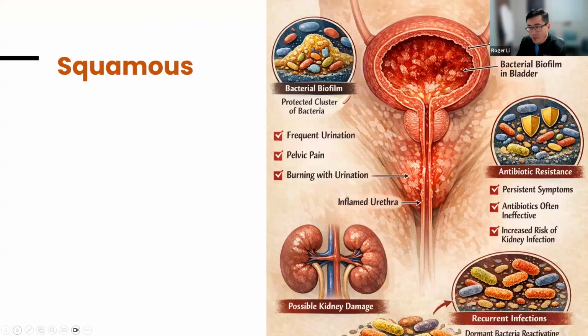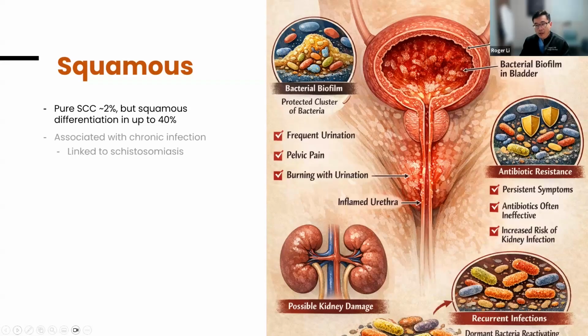So firstly, we'll start off with squamous tumors. Pure squamous tumor is actually very rare, about 2% in all of bladder cancer. But squamous differentiation that appears together with urothelial carcinoma can actually exist in up to 40% of tumors. And the classic association that's been made with squamous cell tumors is with infection, and specifically in the Middle East as well as in Africa, sometimes they may be linked to schistosomiasis.